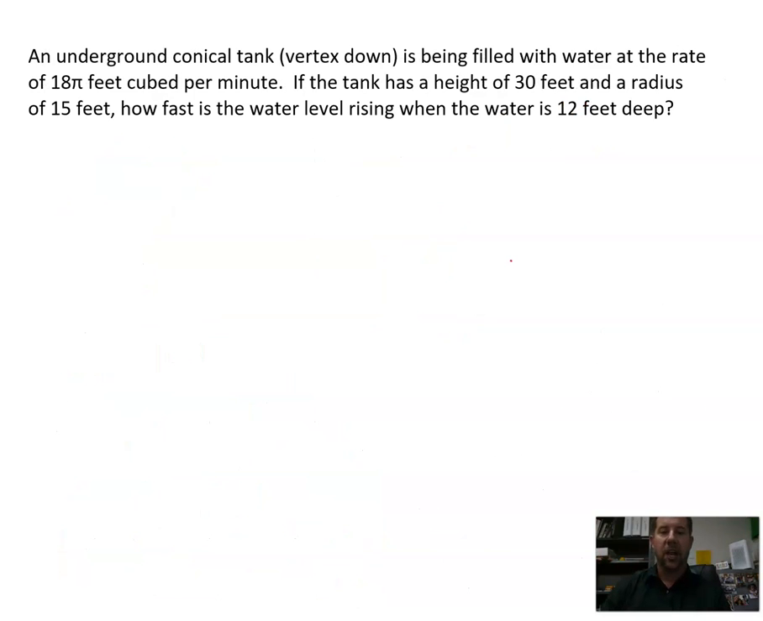Okay, last one. An underground conical tank, vertex down, is being filled with water at the rate of 18 pi feet cubed per minute. If the tank has a height of 30 feet and a radius of 15 feet, how fast is the water level rising when the water is 12 feet deep? All right, so read it 2-3 times, then draw a picture. We have a conical tank, so it's a cone, vertex down, okay?